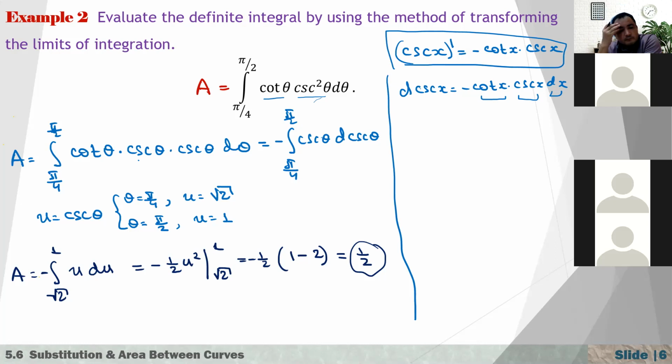Is there any mistake here? Do you see any mistake here? Just let me try to think. I will find.